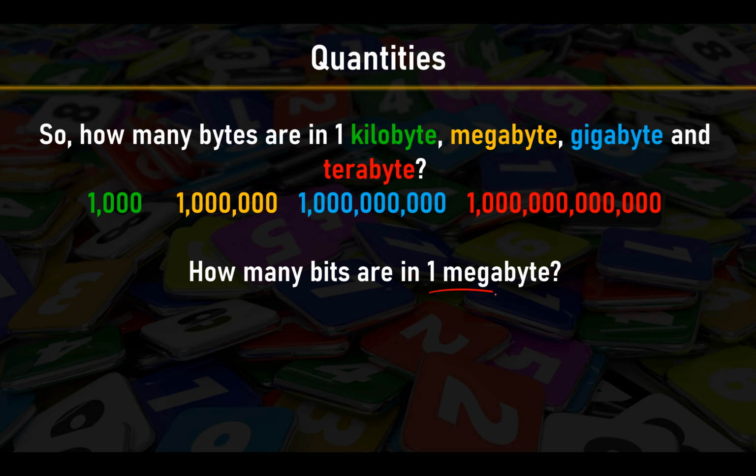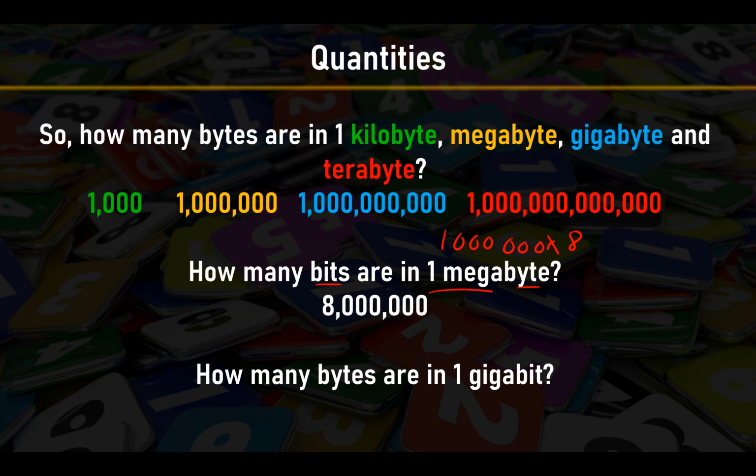Now mega is going to be 1 million. So let's just do this: it's 1 million, and then just multiply by 8, because 8 bits are in 1 byte. That should just give us 8 million.